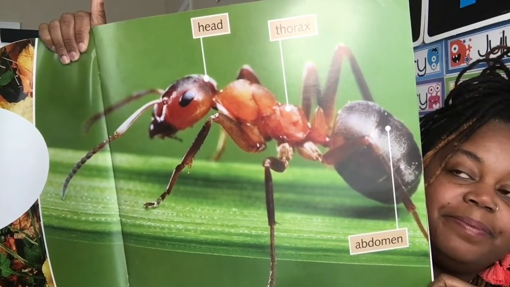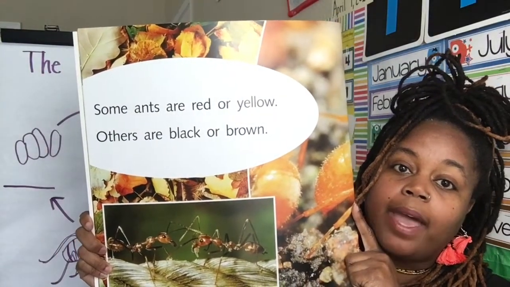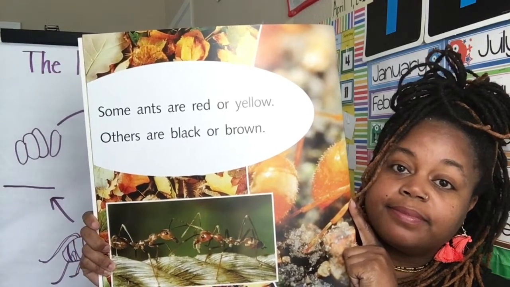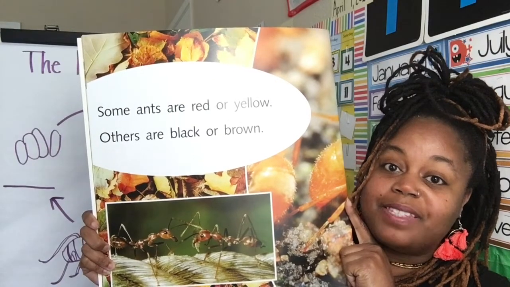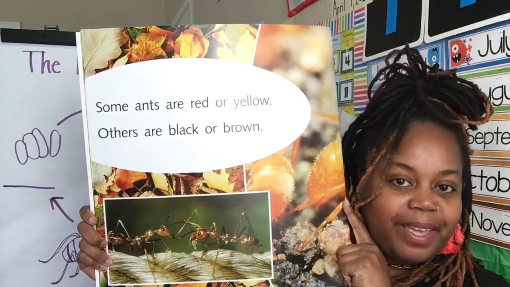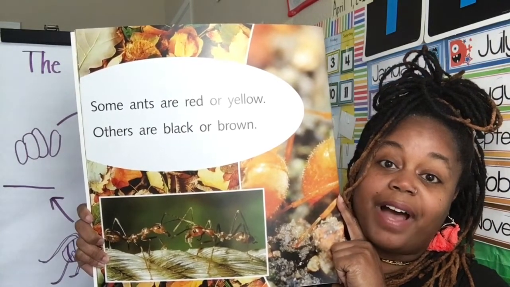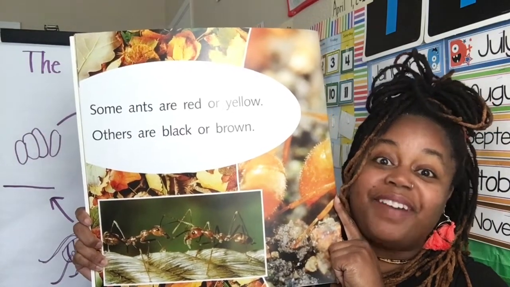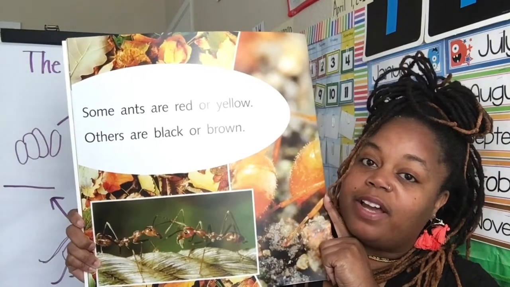Good job. Some ants are red or yellow. Others are black and brown. Have you ever seen a brown ant? I've seen red ants, black ants, brown ants. I've never seen a yellow ant. But red ants, there's a type of ant that's called a fire ant. And when it bites you, it literally feels like fire on your skin. And it's actually called a fire ant.